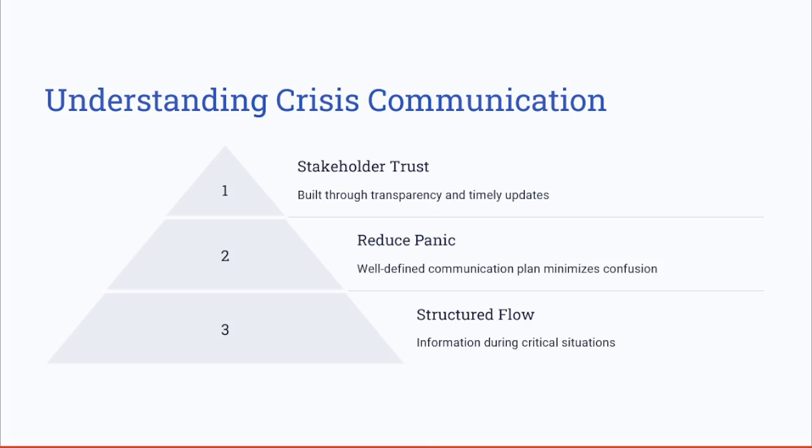Let's start by understanding crisis communication in projects. Crisis communication is about delivering the right information to the right people at the right time. It is a structured flow of information during a critical situation. A well-defined communication plan reduces panic and confusion among the stakeholders. Stakeholder trust is built through transparency and timely updates.